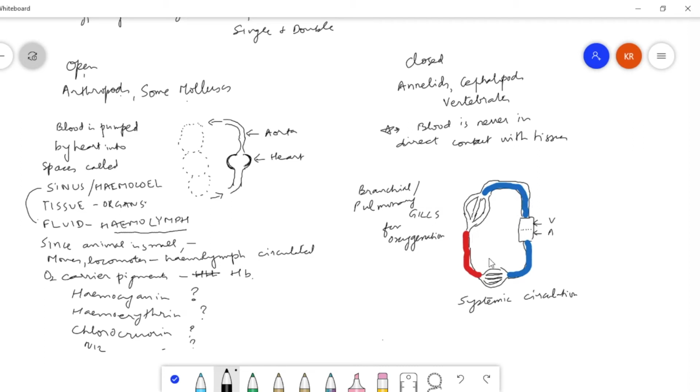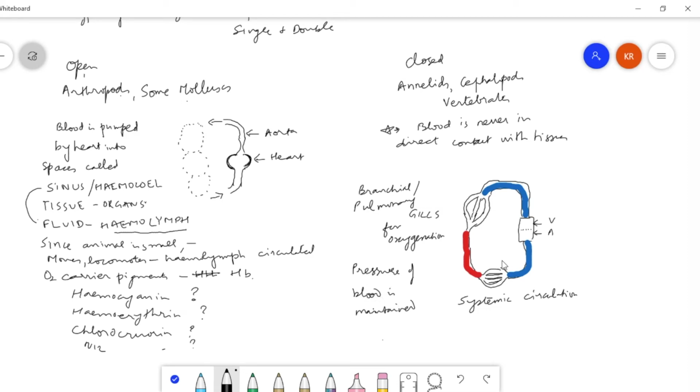Okay, in this closed system, pressure of blood is maintained. Think of the contrast with the open circulatory system. There is no pressure, but there the animal is small in size. Here the animals could be larger, and therefore it's important to circulate the blood, otherwise the blood will not return back to the heart. But here pressure is maintained.